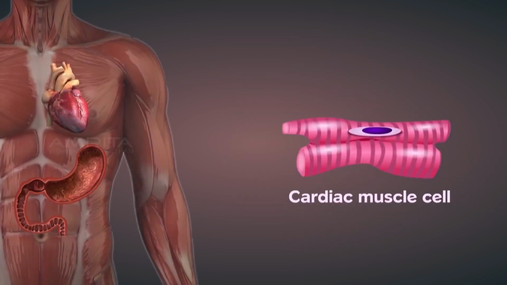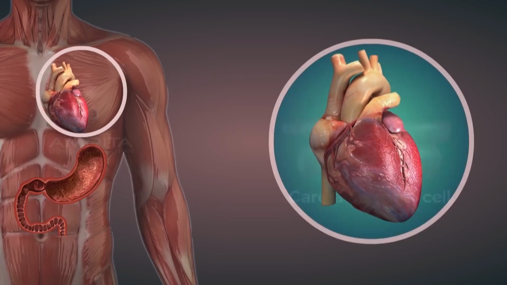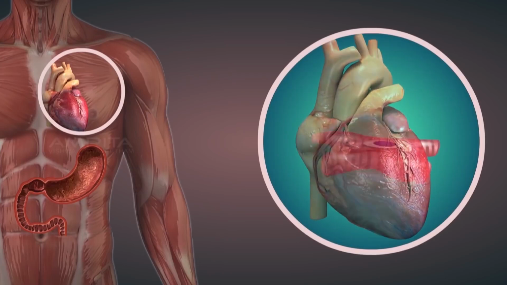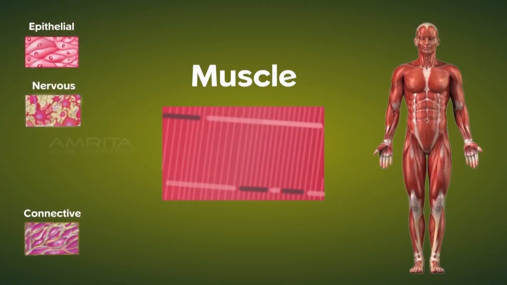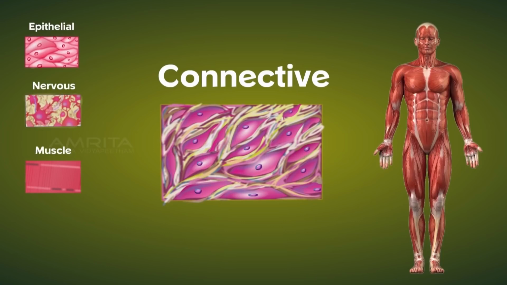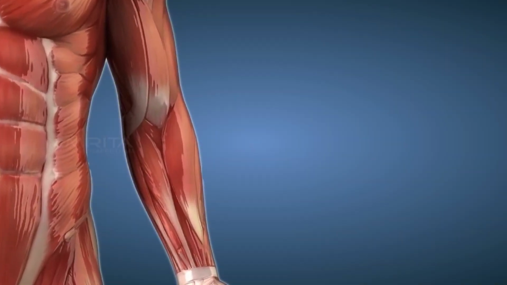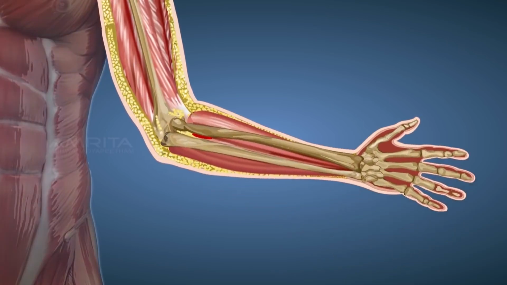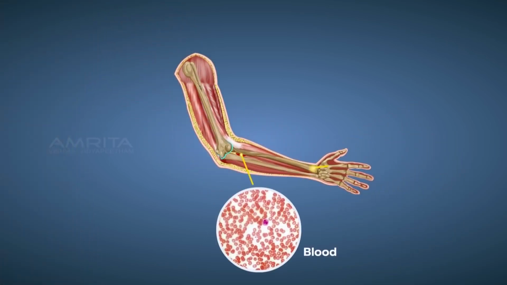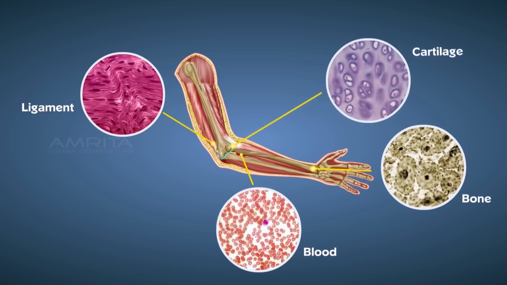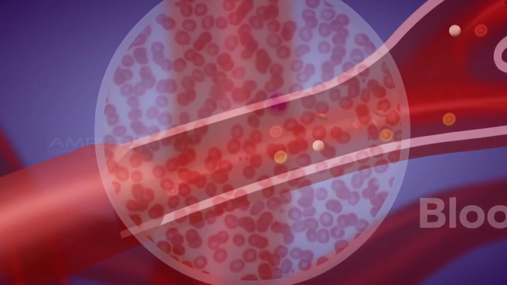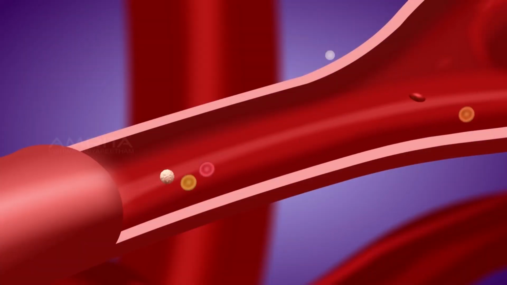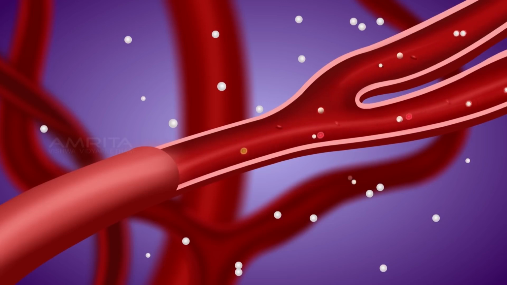The cardiac or heart muscles are involuntary muscle cells that contract and relax throughout life. They are cylindrical, branched, and uninucleated. The final tissue we look at is the connective tissue that binds and supports body parts and transports materials. Connective tissues are subdivided into blood, bone, ligament, cartilage, areolar, and adipose tissue. The blood contains RBC, WBC, and platelets that transport gases and other materials to different parts of the body. Blood has a fluid matrix.